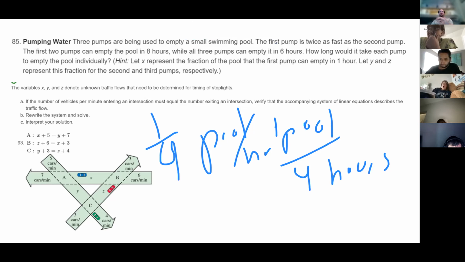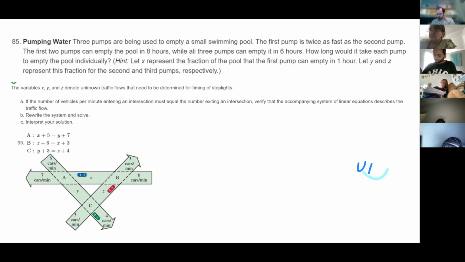It looks like they defined your variables for you, right? They said let X represent the fraction of the pool the first pump can empty in 1 hour. Y and Z represent the fraction for the second and third pumps. So three unknowns. I think I should get three equations out of this somehow. If I can get three equations and set them up in standard form, I can throw them into some technology, into a matrix. That's my goal, to get the equations out of this.